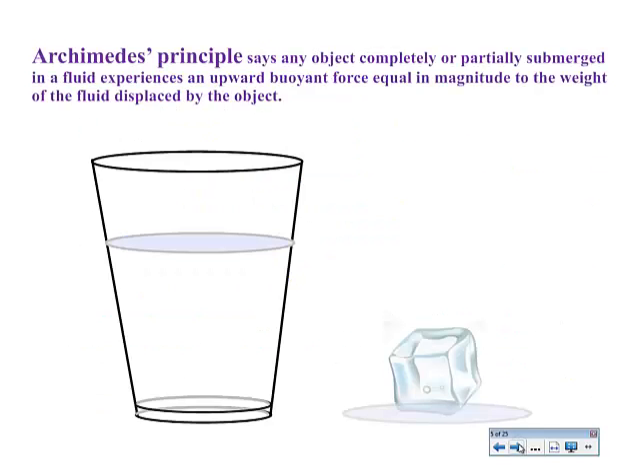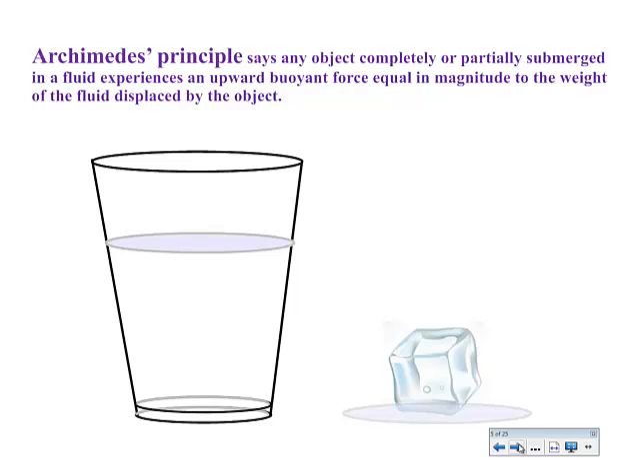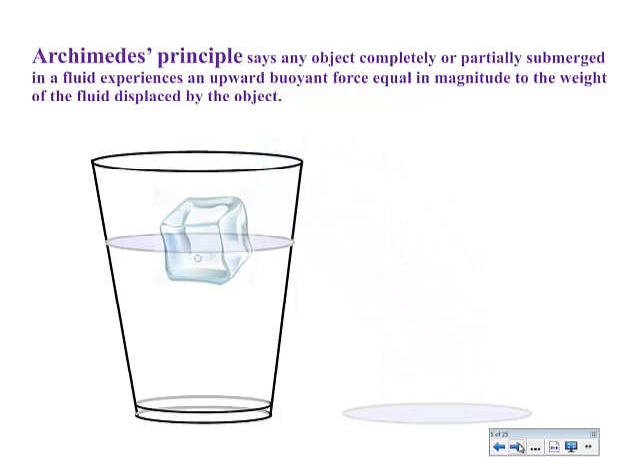Archimedes' principle says that any object completely or partially submerged in a fluid experiences an upward buoyant force equal in magnitude to the weight of the fluid displaced by the object. I'd like you to imagine a glass of water and an ice cube. What happens when I take that ice cube and I put it in the water? When I put it in the water, the water level should rise.